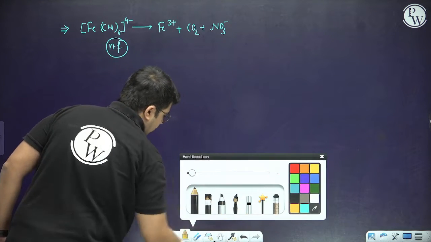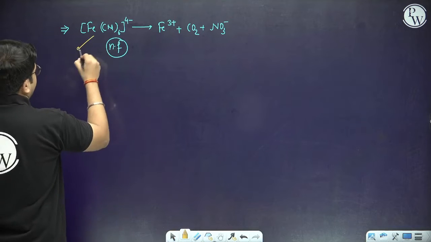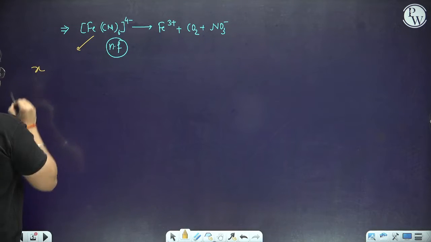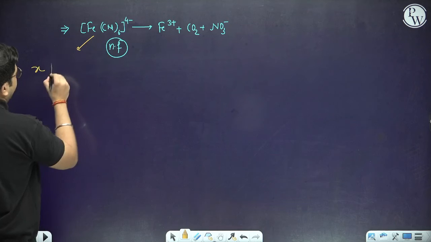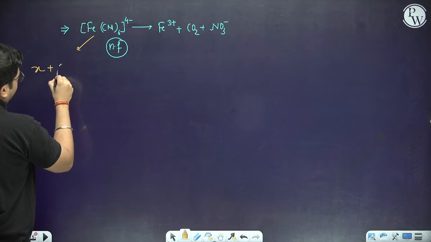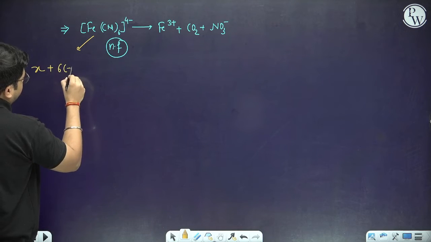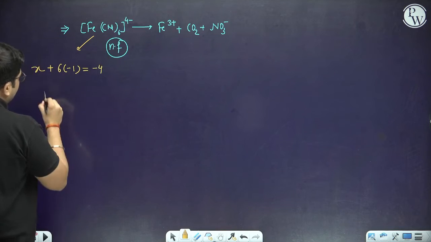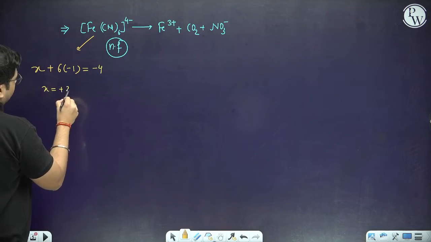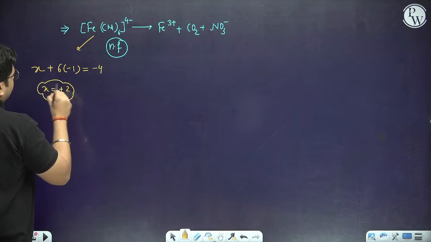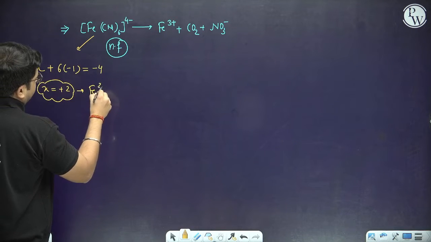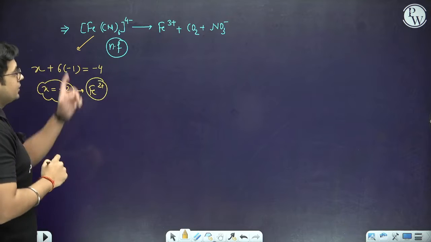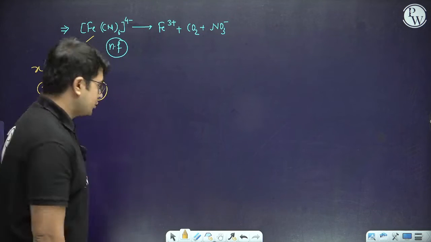In this particular case, let's talk about the calculation here. I can say iron has X oxidation state. Cyanide means 1 negative, so 6 species are there with 1 negative charge, which will be equal to the total charge, which is -4. So X will be +2. So iron's oxidation state will be +2. So Fe is present in +2. Fe is converting into Fe3+, which means oxidation.